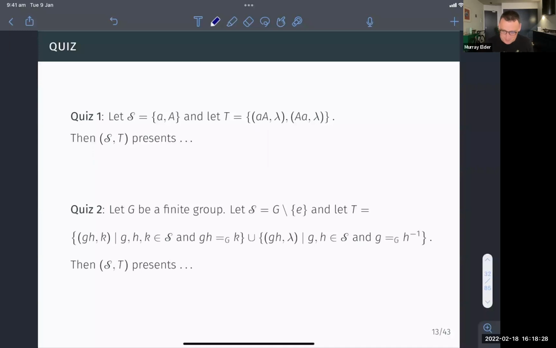So I have a few quizzes, so I hope you can humor me with these. The next one: if I've got a finite group, and then I take the set of letters to be all the elements of the finite group except the identity, then T will be quite complicated. Whenever I see two elements of the finite group, I can replace them by another element if G times H equals K. That's a rewriting rule. And the other one is I can replace G times H by the empty word if actually they're inverses of each other. So I started with a finite group and then I just created this abstract rewriting system where the letters are what they are and these are all the rules. So what would be the set of equivalence classes here?